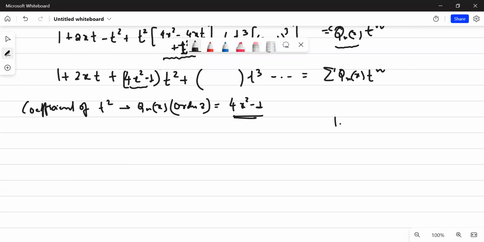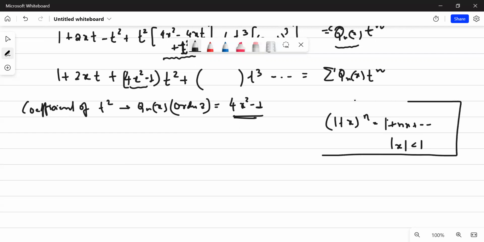binomial theorem is only defined, is only a convergent series, if (1 plus x) to the power n is such 1 plus nx and all those things, you can write only if mod x is less than 1. This is something that we know already. So from here, what we can assert right now is that mod of (2x minus t) should be less than 1.